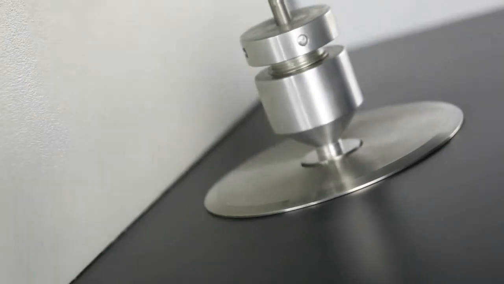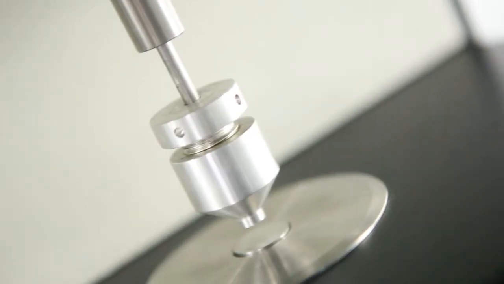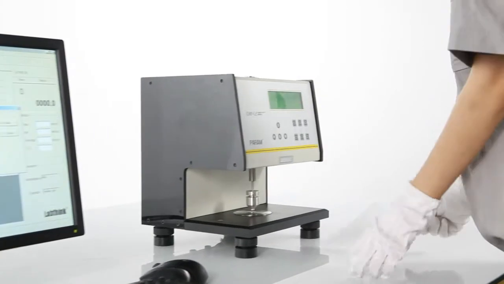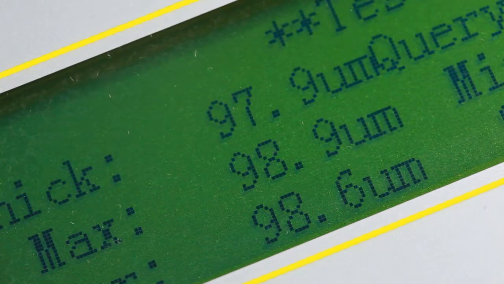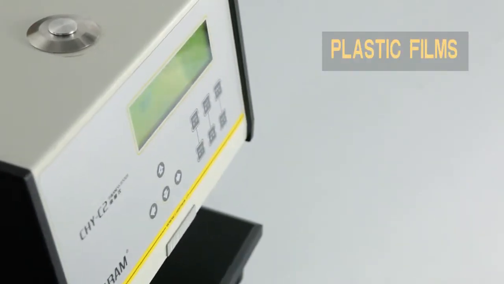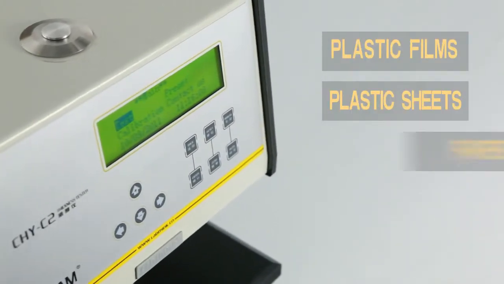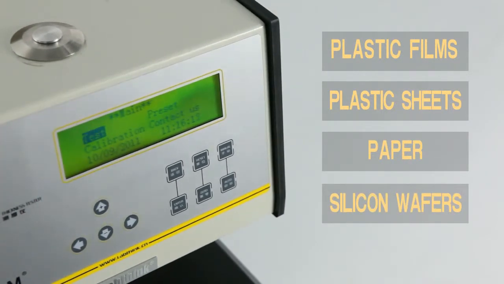CHY-C2 is Labthink's latest generation of dual-mode thickness tester. The tester uses mechanical feelers for testing and is therefore not limited by different types of specimens. This instrument has a high testing resolution of 0.1 micrometer (micron), and is widely used for the accurate thickness measurement of plastic films, plastic sheets, paper, silicon wafers, and other materials within the test range.